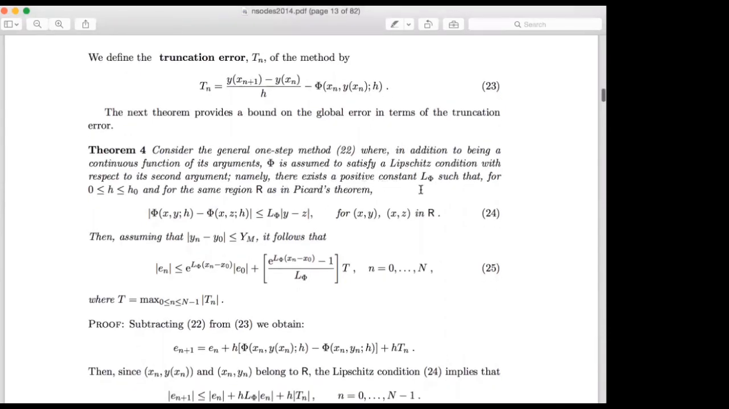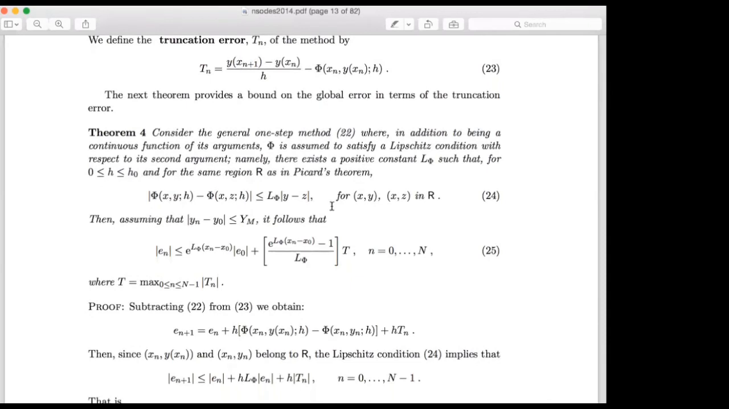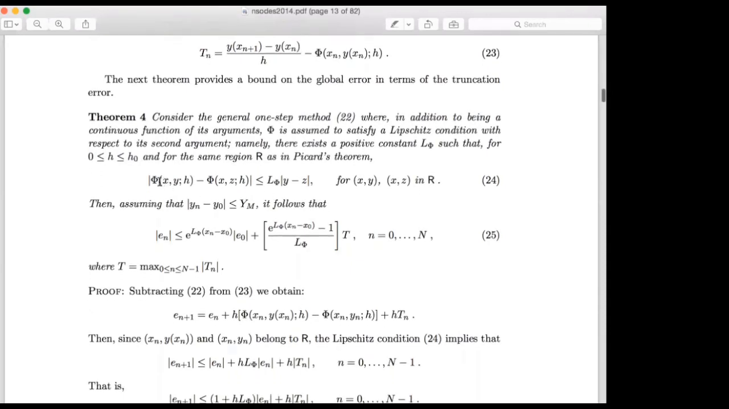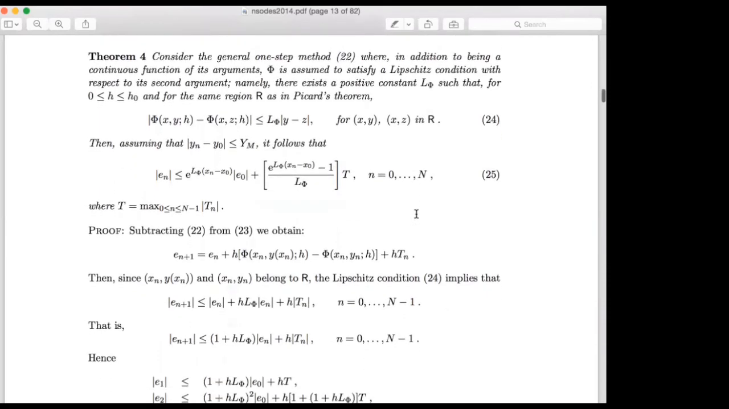Then there exists a positive constant L_phi. This L is the Lipschitz constant, and it changes with this function phi, such that for all h between 0 and h0, and for some region R, the region where y and x lie, as in the Picard method, where the solution lies, the difference of phi in y and z is less than or equal to L_phi times |y minus z| in the second component.